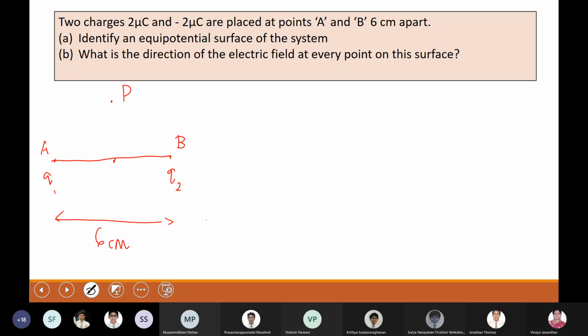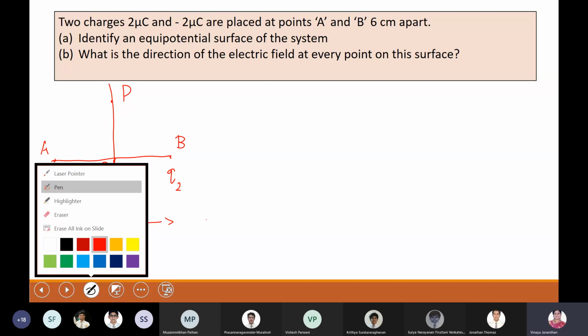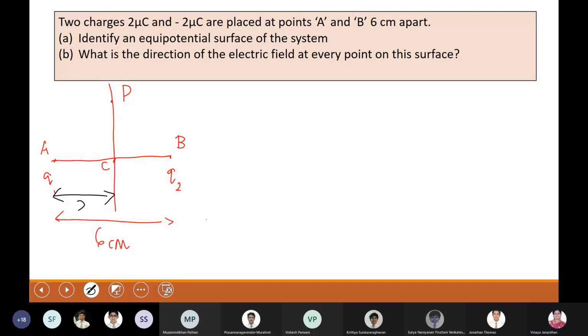Is that fine, boys? 2 charges, 2 microcoulomb and minus 2 microcoulomb, are placed at points A and B, 6 centimeter apart. Identify an equipotential surface of this system. Now you have 2 charges. I have placed the charges at point A and at point B, right? Let me select a point P which lies along the equipotential surface. That's clear, boys, right? And let it be passing through the center C, right? So if this distance is x, this distance will be 6 minus x.